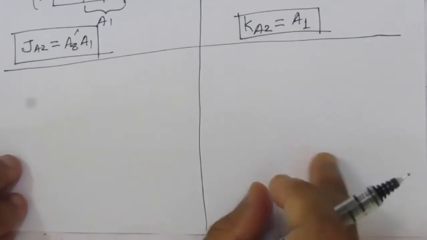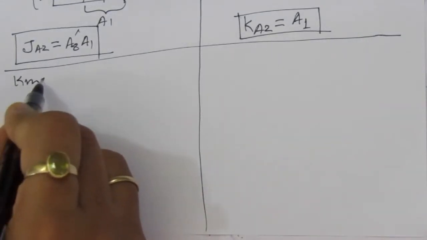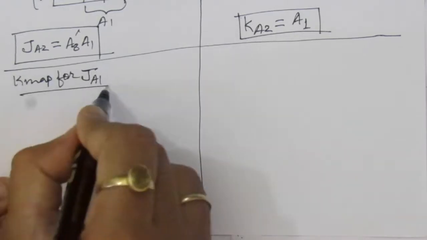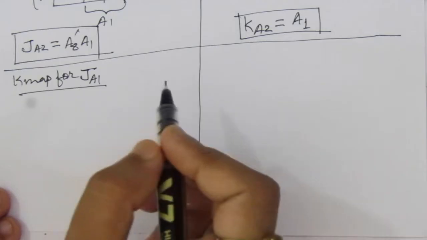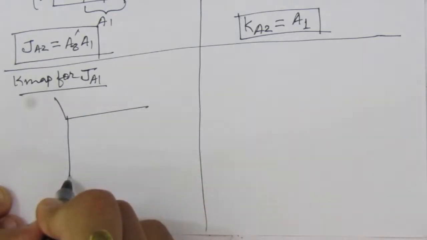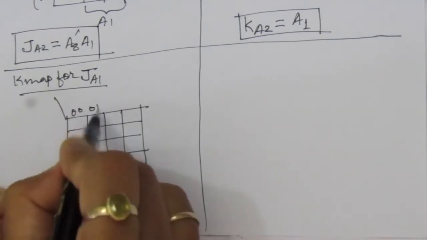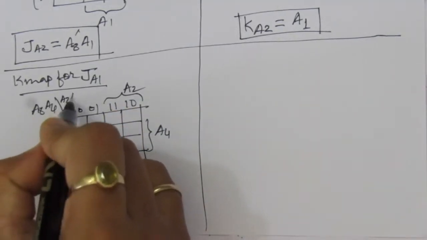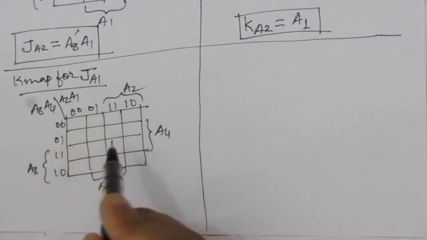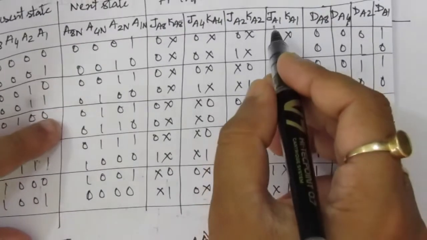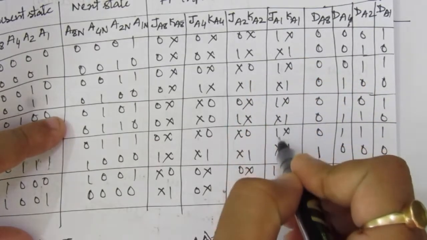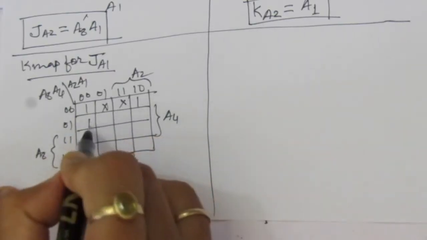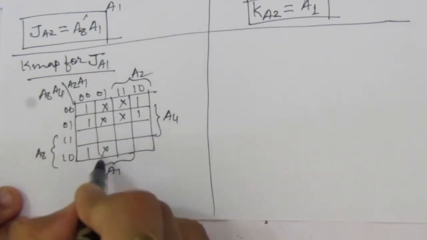Now let us find out the K map for JA1, for the first flip-flop that has the least significant bit. So here we'll have another 4 variable map. We have to put the JA1 values in this 4 variable map. So the JA1 column is this one. So 1 don't care, 1 don't care, 1 don't care, 1 don't care, all are 1 don't care.